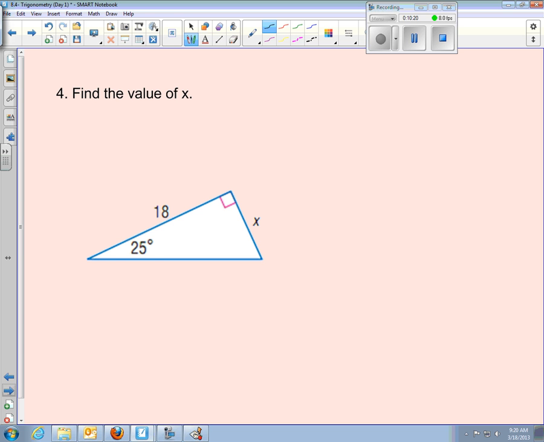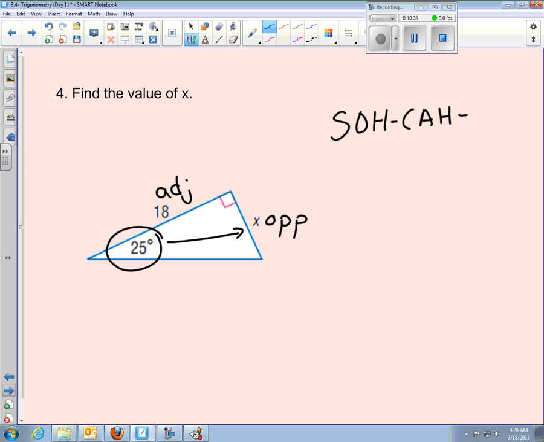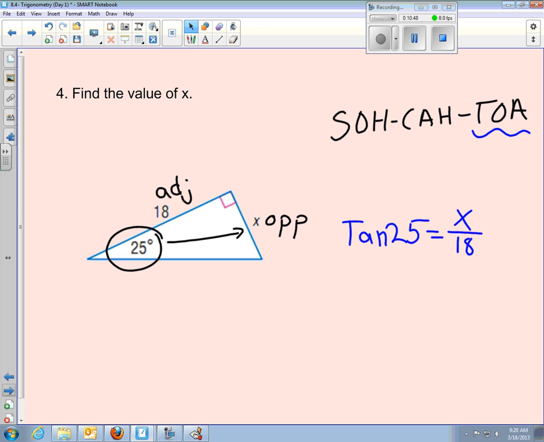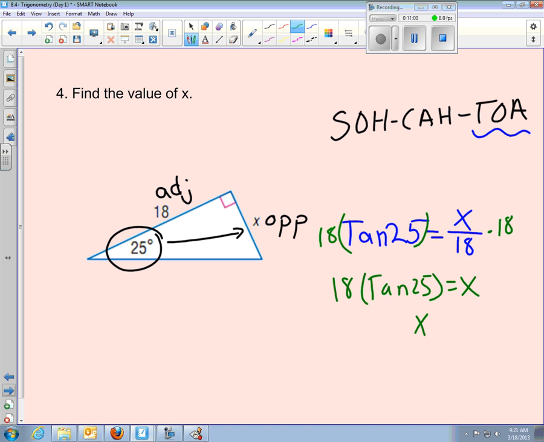All right, so here, find the value of x. So we have an angle here, and we are given the opposite, and this time we are given our adjacent. So SOH CAH TOA. We have opposite and adjacent. This time, it's going to give us tangent. So we set up tangent of our 25, our angle, equals our opposite over our adjacent. Again, that x is in the top, so we are going to times by 18 to get rid of that divide by 18. So 18 times the tangent of 25 is going to be our x.